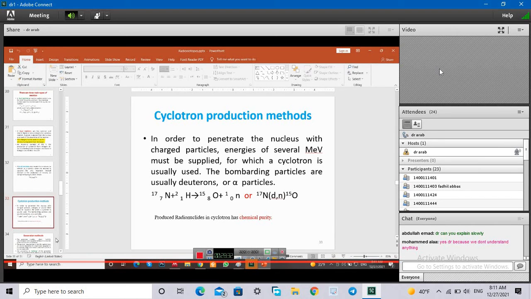Okay. The other method that I said we can use for production of radionuclides is the cyclotron, and the main difference between the cyclotron and the reactor is related to the particles that bombard the stable nucleus. In the cyclotron, in contrast to the reactor, we use charged particles for bombarding the stable state and producing artificial radionuclides.